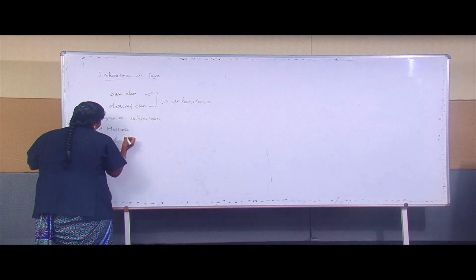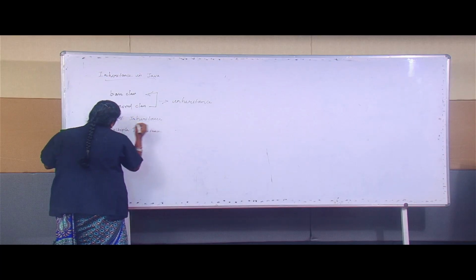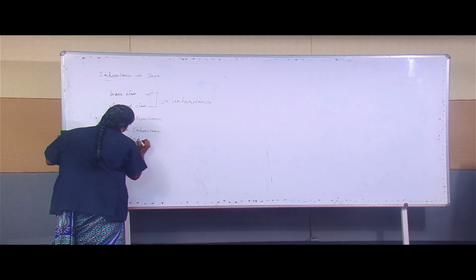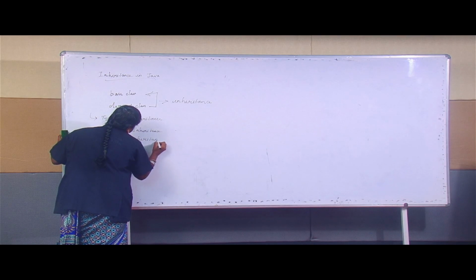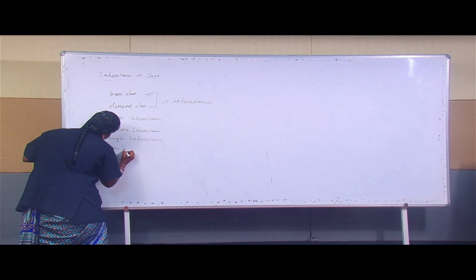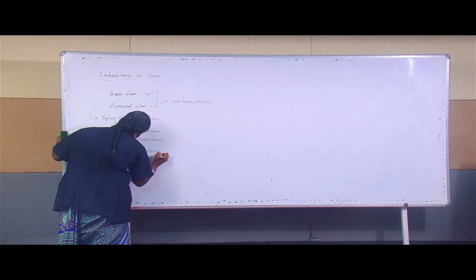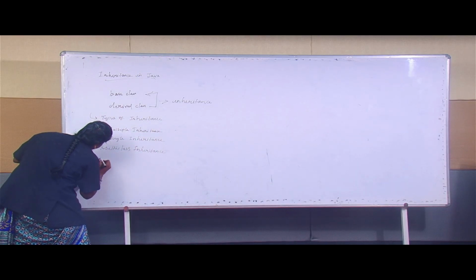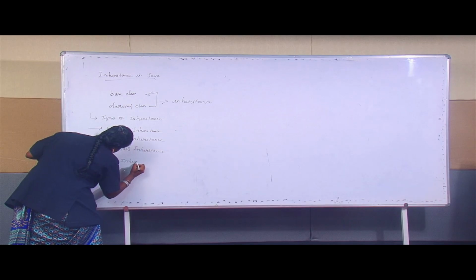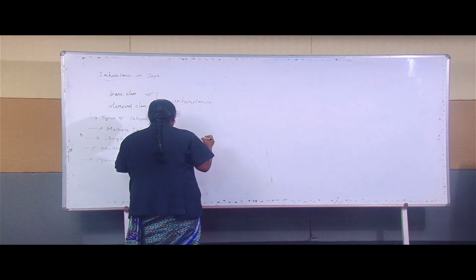Multiple inheritance, single inheritance, multi-level inheritance, and next one is hybrid inheritance. So we will see an example for each of these.